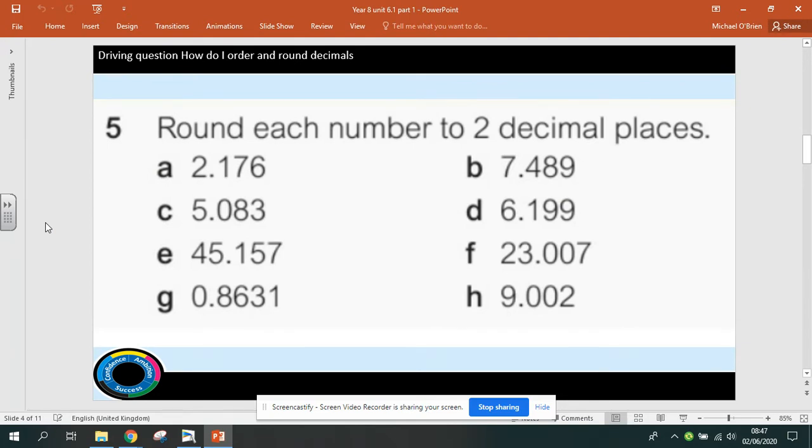So now we come to a little bit of work for yourselves. Question 5. Round each number to 2 decimal places. So pause the lesson, answer the questions, restart the lesson when you're ready to carry on.